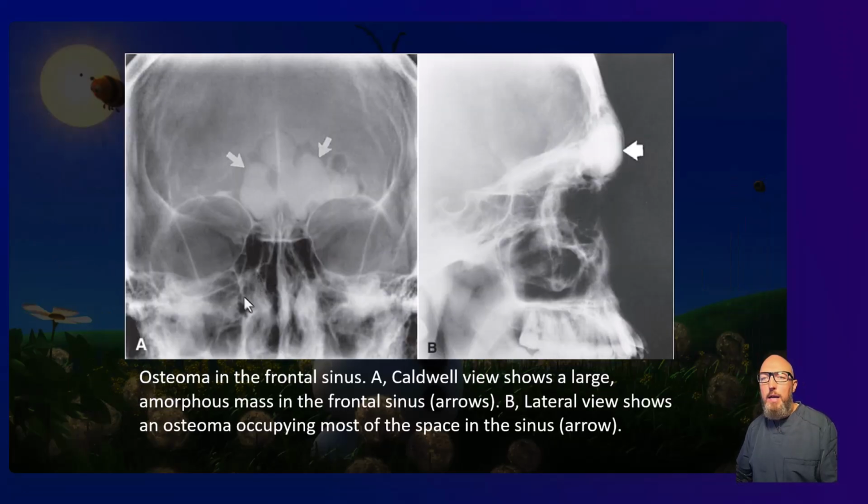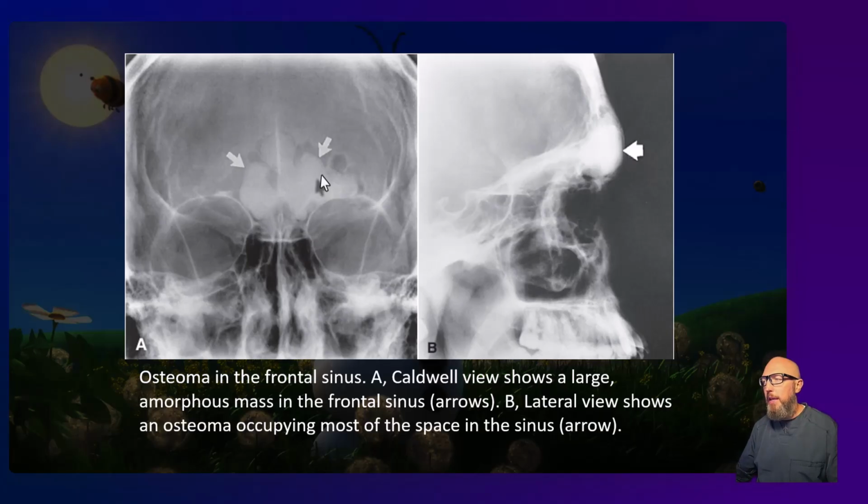And here's the more common location in the frontal sinuses. How do we know this is not more significant pathology? Well, look at the outlines of the sinuses, and they're still intact. There's still air in the sinuses. This could be a problem if it affects drainage. Then it could lead to sinusitis. But in most cases, these can just be left alone if the patient is asymptomatic.